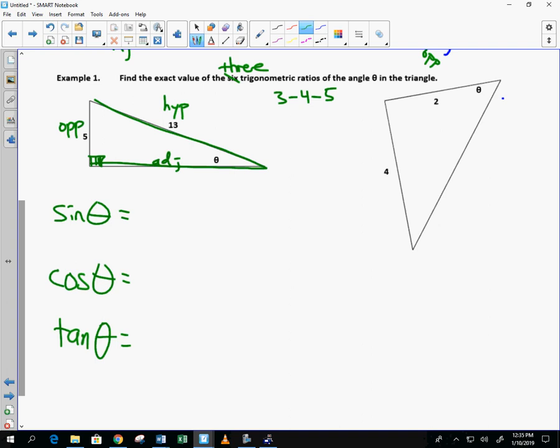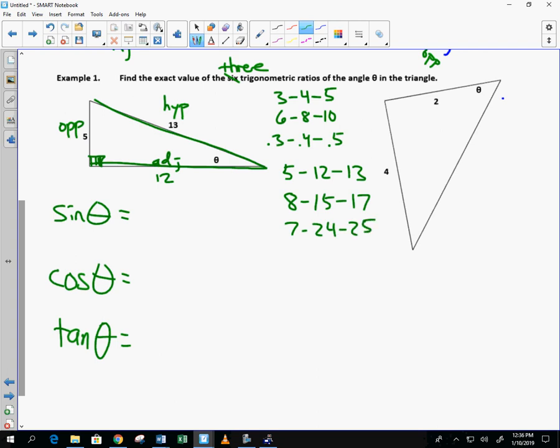It works out that if you do any multiple of 3, 4, 5, such as 6, 8, 10, that works as well. Or if you were to do 0.3, 0.4, and 0.5, that would work as well. Now, other than 3, 4, 5, we also have, as Ishika said, 5, 12, 13. You could do the Pythagorean theorem to come up with that, or you could just remember it's a special right triangle. Anybody remember any others? Very good. 8, 15, 17. 7, 24, and 25. We'll pause with those, but those are the most common ones that people come up with.